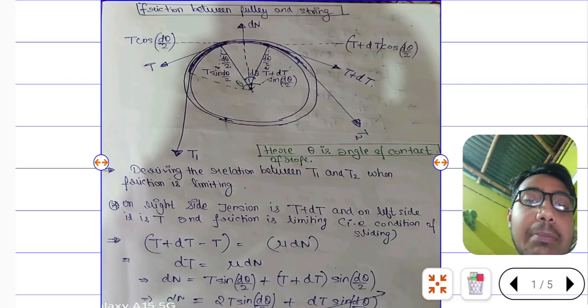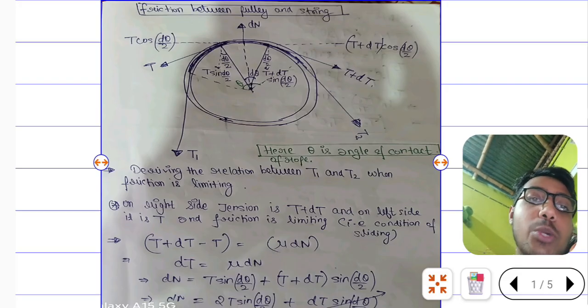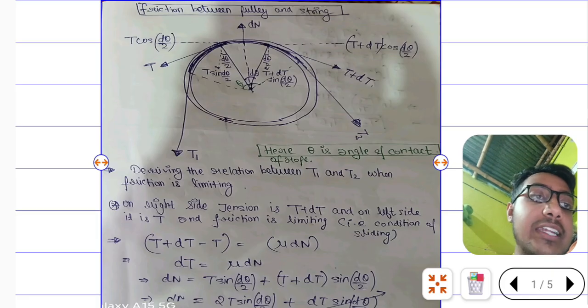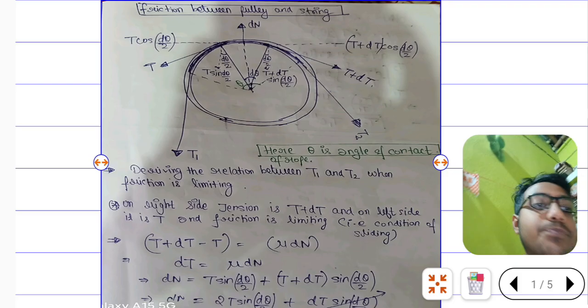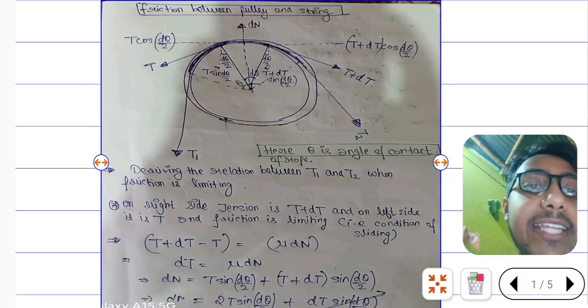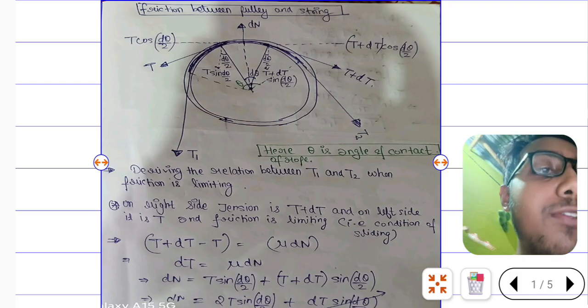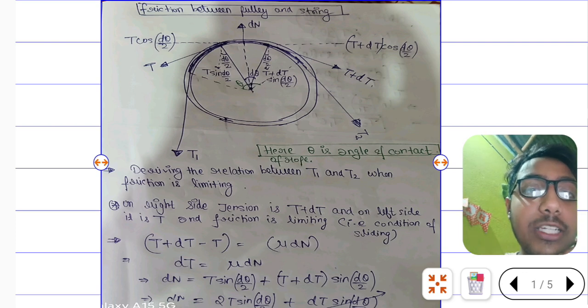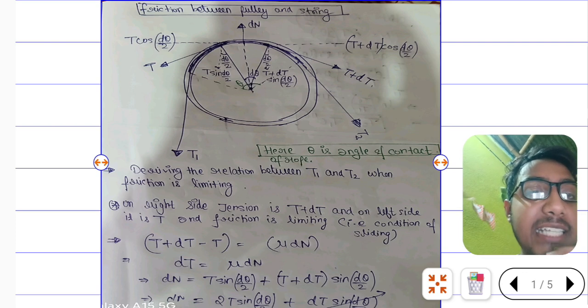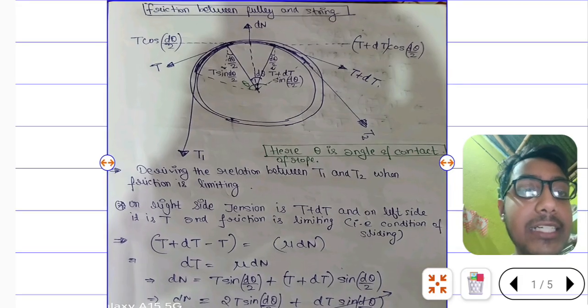We will write T plus dT minus T is equal to mu into dN. This is the case for the limiting condition where sliding is just going to happen. So dT is equal to mu dN. Now how will we find dN? By vertical equilibrium, dN is equal to T sin d theta by 2 plus (T plus dT) sin d theta by 2.